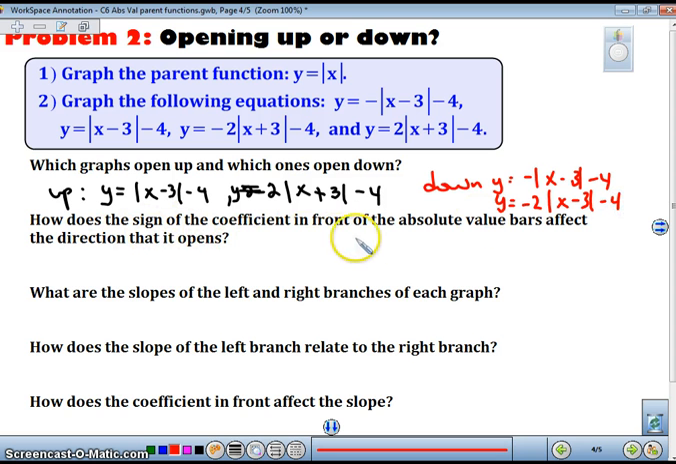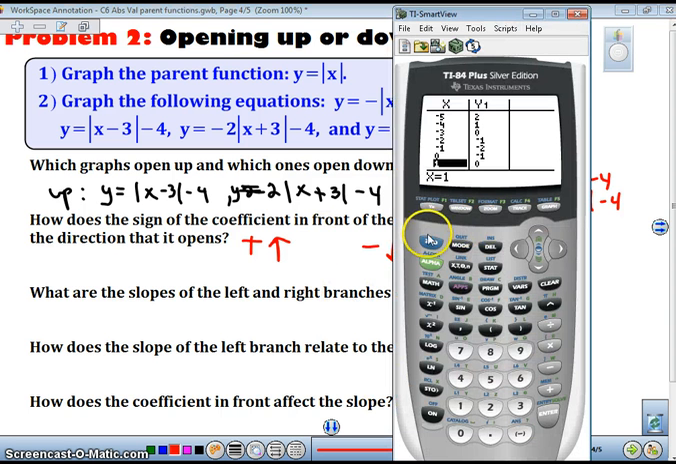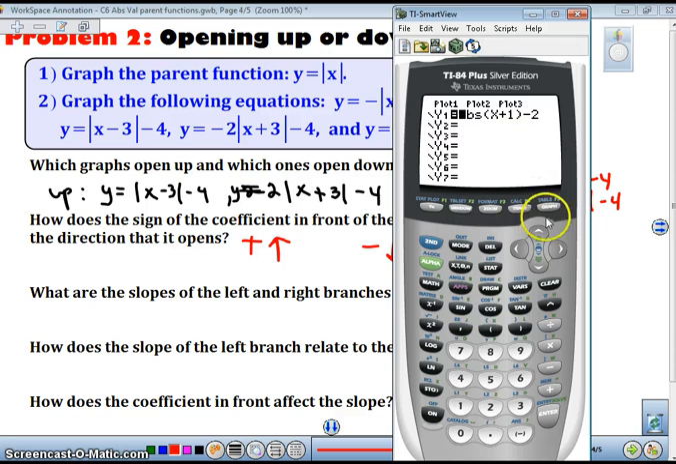How does the sign of the coefficient in front of the bars affect the direction it opens up and down? Well, we're going to put it in our graphing calculator, and you're going to see them. Positive goes up, negative goes down.